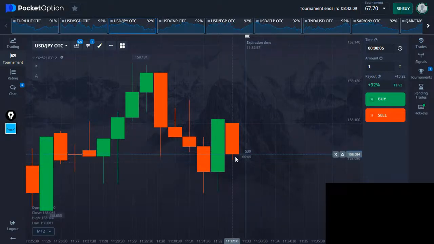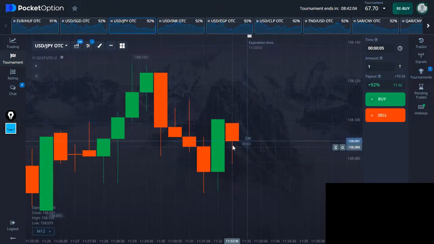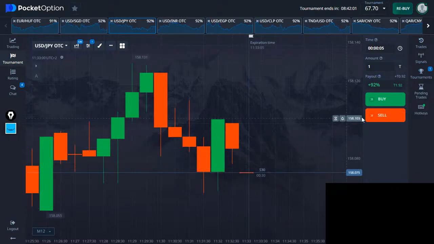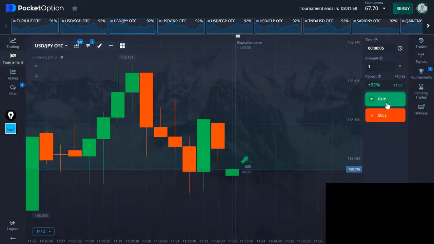It has to reject. There's a gap down. Most probably it will. That's it. You see? It's rejecting. Look at this gap down. Give me green. That's it. I'll go for a buy.